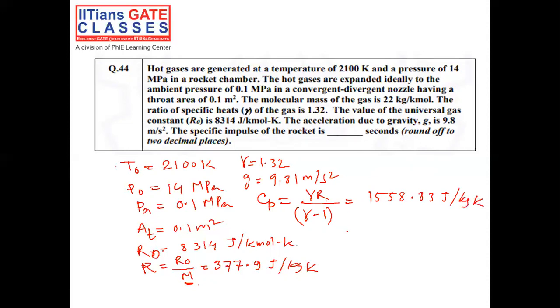Okay, so we have to find the specific impulse of this rocket. Specific impulse can be calculated as the thrust divided by the exhaust mass flow rate multiplied by the gravitational constant. The thrust can again be written as m dot into exhaust velocity. Hence, this can be simplified as Ve by g.